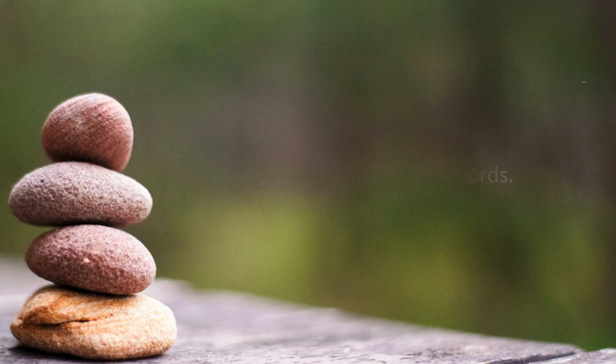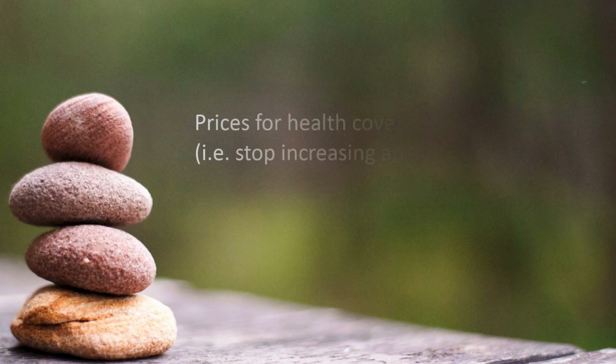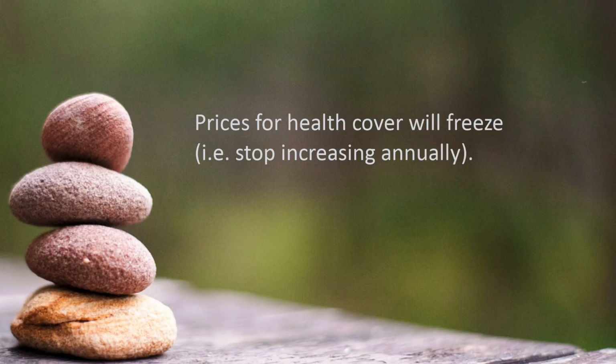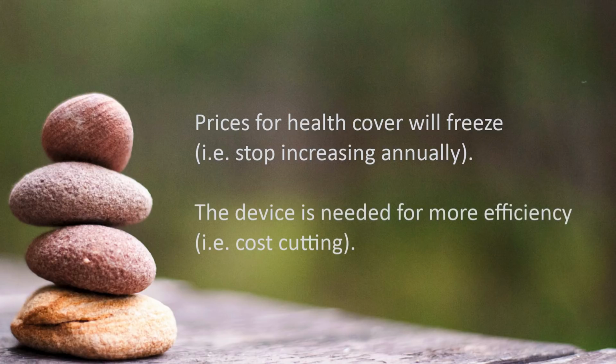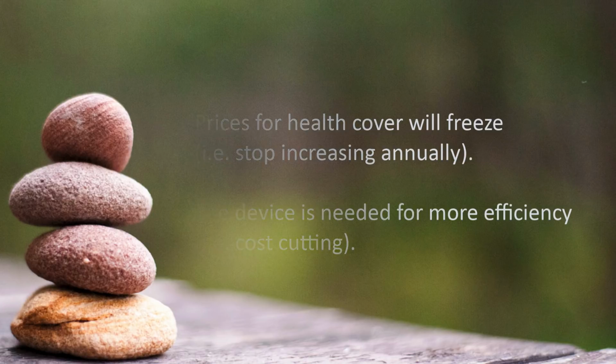Let's now look at it with less formal use. And here we can just use the symbol, i.e. We don't have to spell it out. Again, let's have a look at it with parentheses and then let's have a look at it without parentheses. Prices for health cover will freeze, i.e. stop increasing annually. Number 2, the device is needed for more efficiency, i.e. cost cutting.